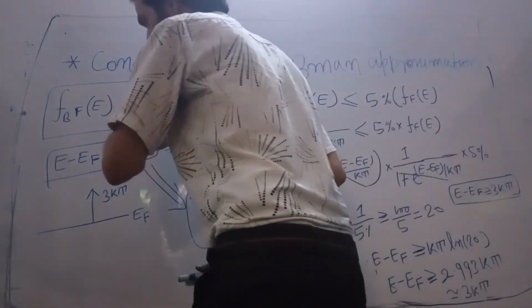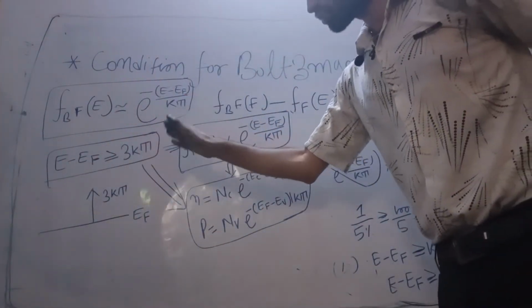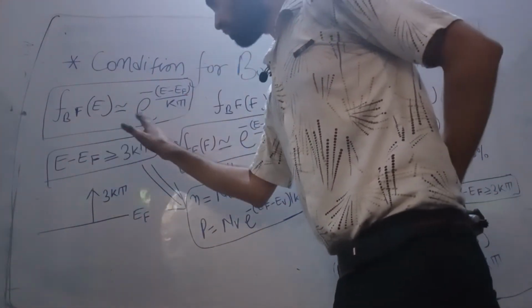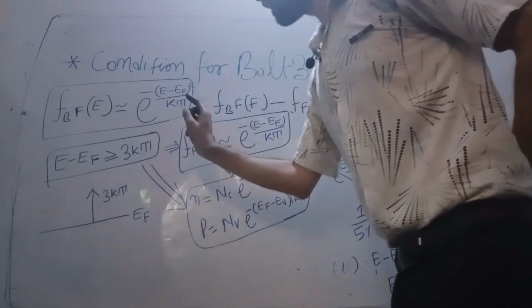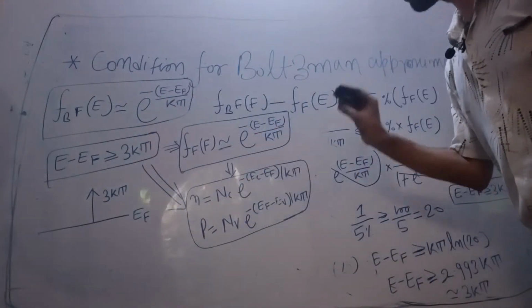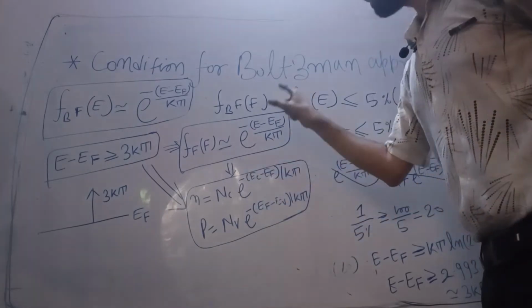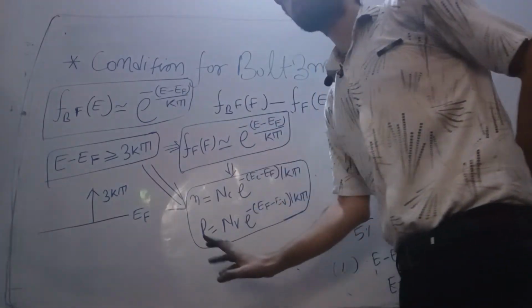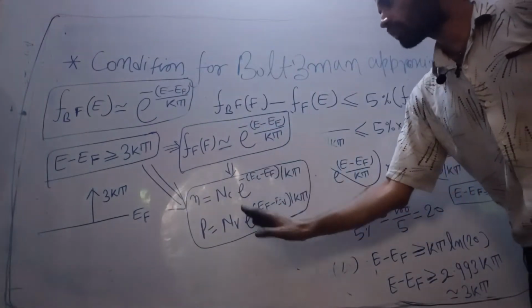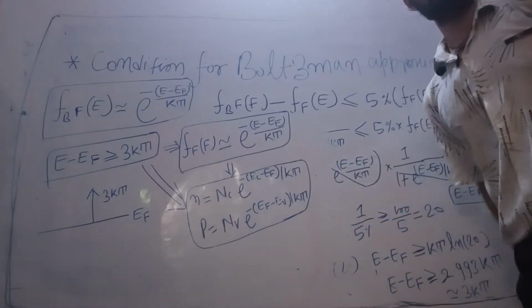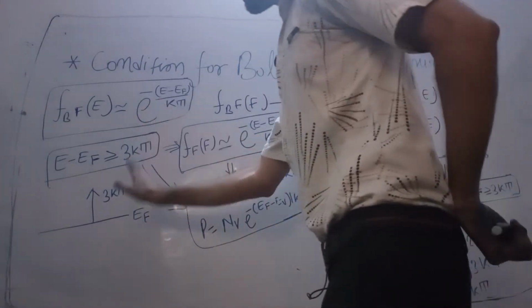If this condition is not achieved, then we can no longer take the Boltzmann approximation into account in order to calculate the carrier concentration. So this is very important.